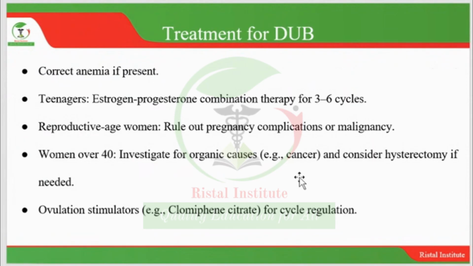For example, if it is detected that it is cancer of the cervix, then hysterectomy can be conducted so that it does not spread to the other organs. Then ovulation stimulators, for example, clomiphene citrate for cycle regulation are also used.